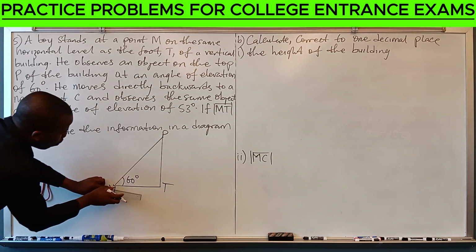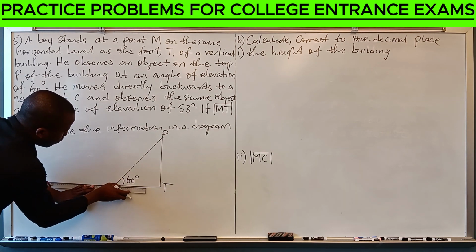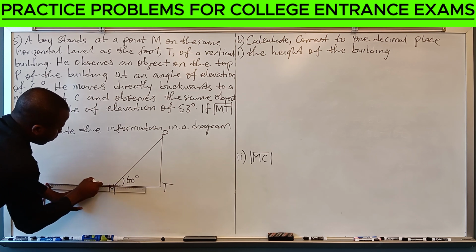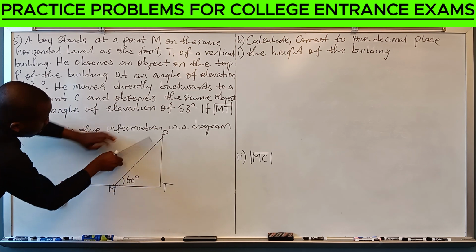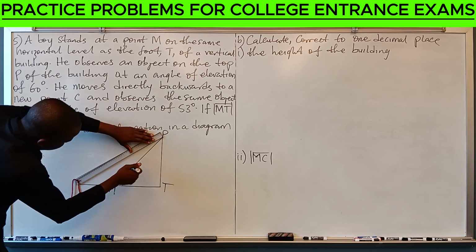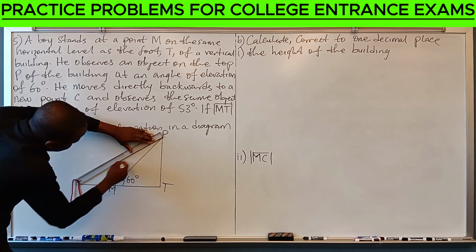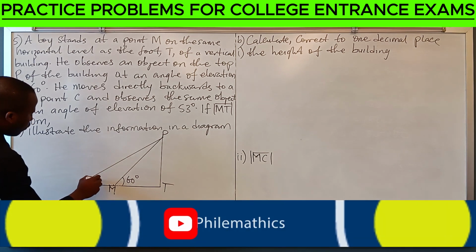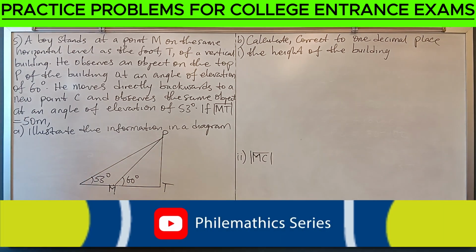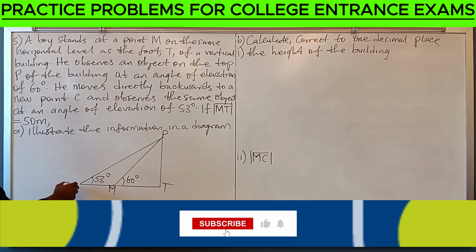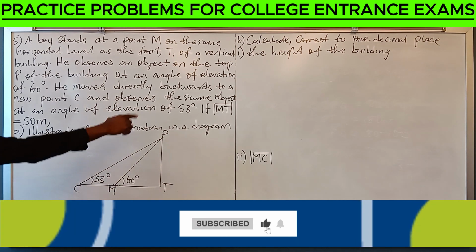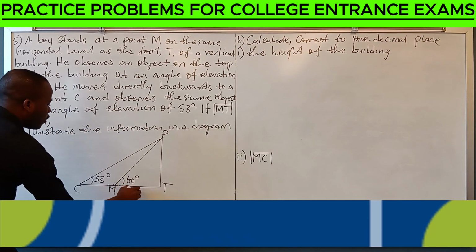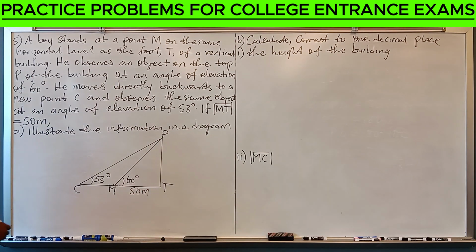He then moves backward and observes the same object, but now at a different angle of elevation, 53 degrees. This is C, and we are told that line MT is 50 meters. This is the diagram that illustrates this.